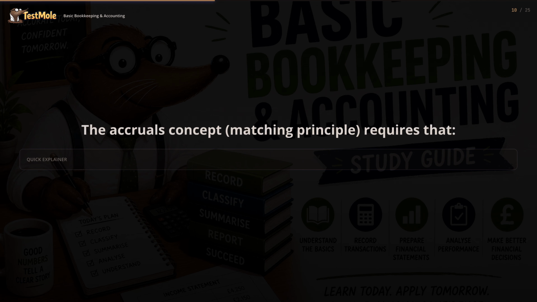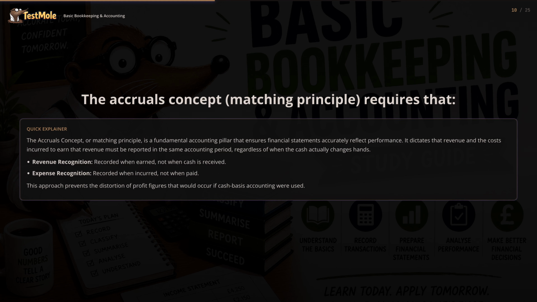The accruals concept, matching principle, requires that. The accruals concept, or matching principle, is a fundamental accounting pillar that ensures financial statements accurately reflect performance. It dictates that revenue and the costs incurred to earn that revenue must be reported in the same accounting period, regardless of when the cash actually changes hands. Revenue recognition, recorded when earned, not when cash is received. Expense recognition, recorded when incurred, not when paid. This approach prevents the distortion of profit figures that would occur if cash basis accounting were used.